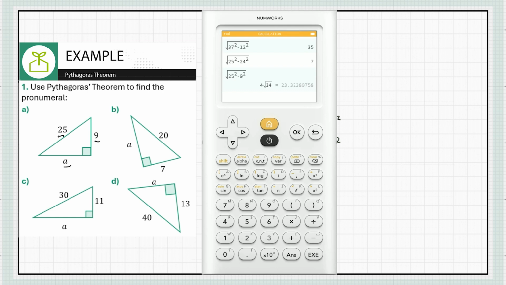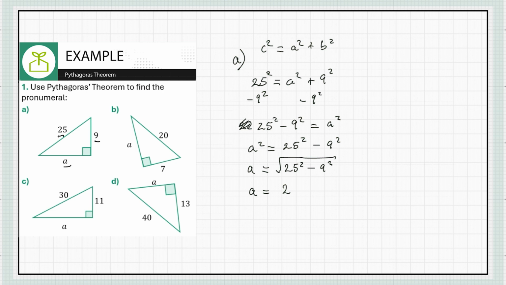Hit execute, and what we get is 4 root 34, which we'll deal with in a later lesson, but that's approximately equal to 23.3238. Now, to two decimal places, this is just going to be 23.32.